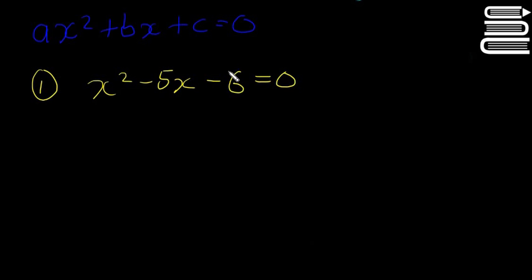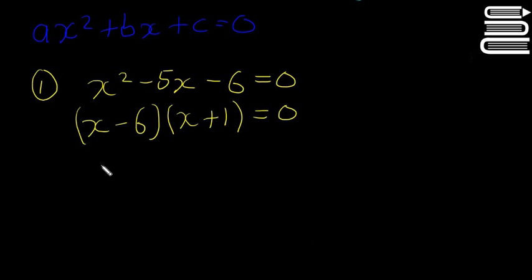So what are the factors of minus 6? We're going to pick minus 6 and 1. If you add minus 6 and plus 1 together, you get minus 5x, so those should be the right ones. So we go (x - 6)(x + 1) = 0. Those are the factors, and the roots are going to be x = 6 and x = -1.